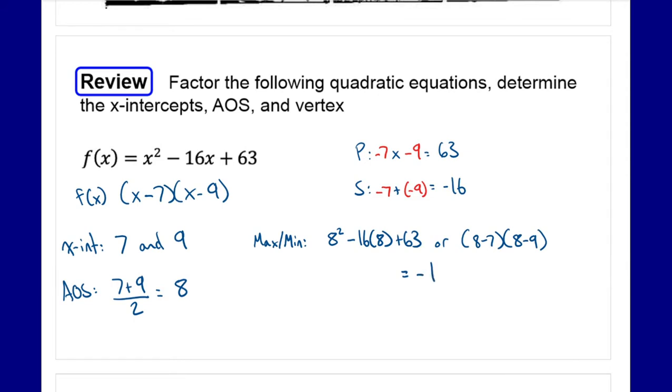So now that I have my AOS and my max or min, or the optimal value, my vertex is 8 from the AOS and negative 1 from my max or min. Just connect all these. These two values came from here, so it's all connected. These are the steps we can go through to find the vertex from the factored form.